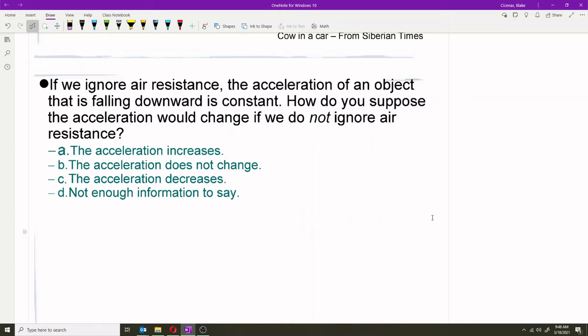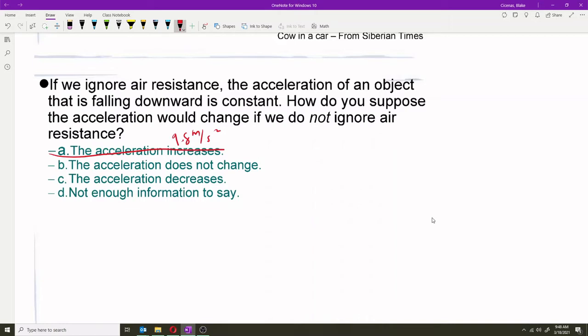Well, the acceleration does not increase because the value, as you looked up in the last class, for the acceleration due to gravity is around 9.8 meters a second squared. And you're not going to fall far enough generally for that value to change. And so it's not definitely going to increase since it's a constant acceleration. The acceleration does not change.